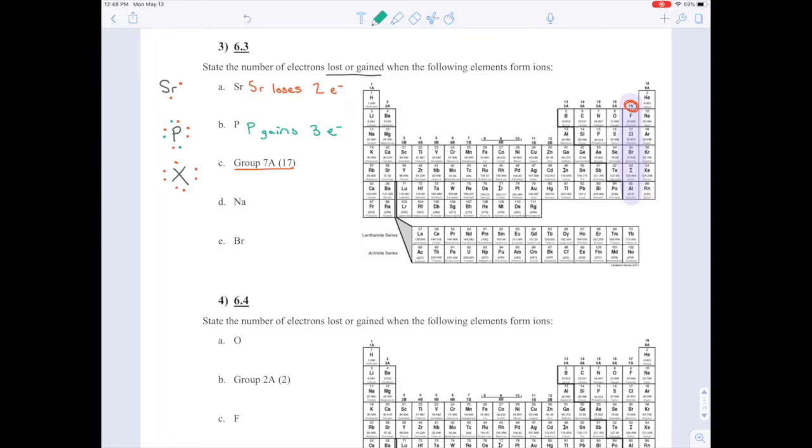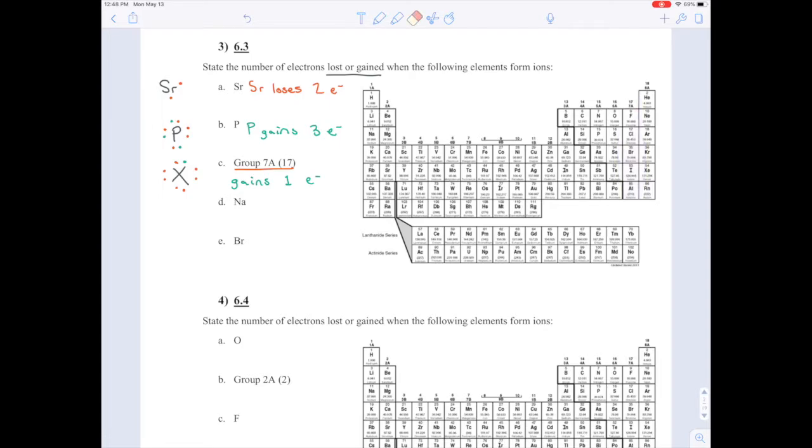It can get all of its electrons paired either by gaining 1, the green one, or by losing the 7 orange ones. It's easier to gain 1 electron than to lose 7. So here, this element, anything in group 7A, would gain 1 electron.